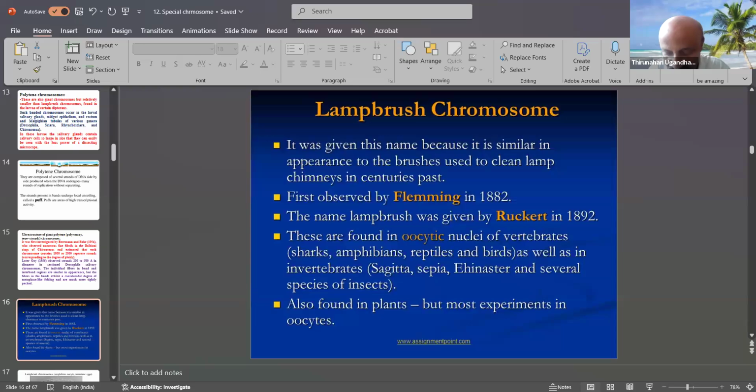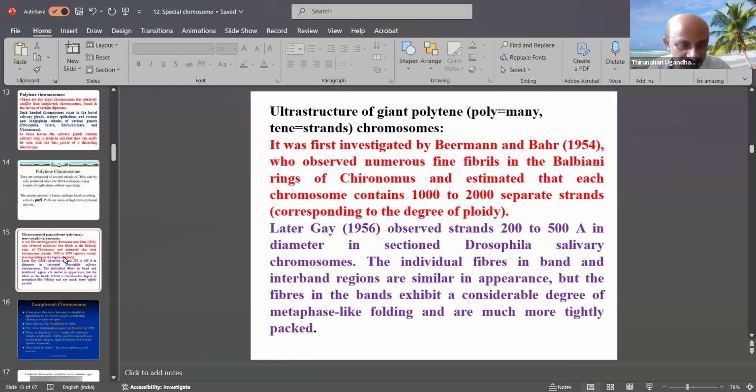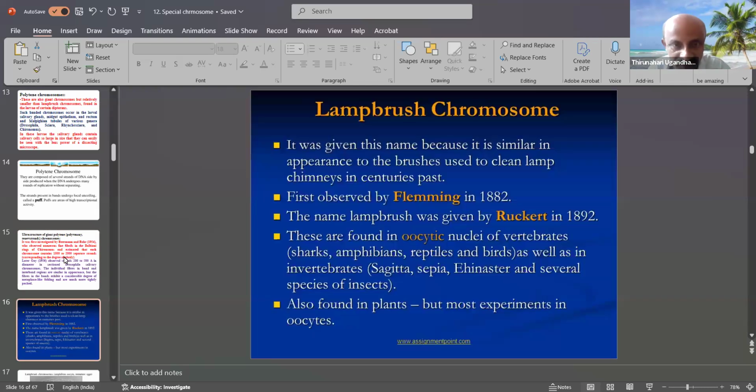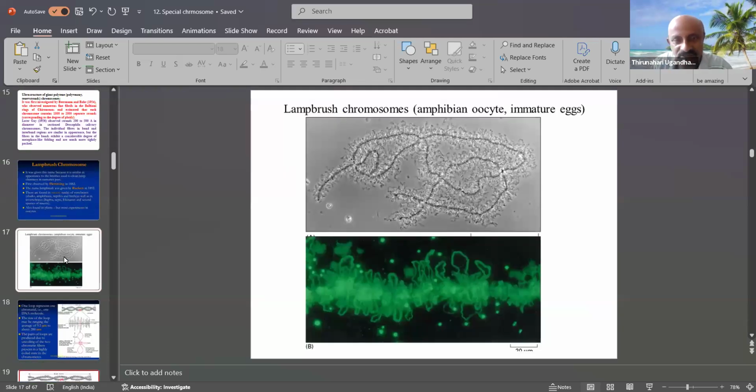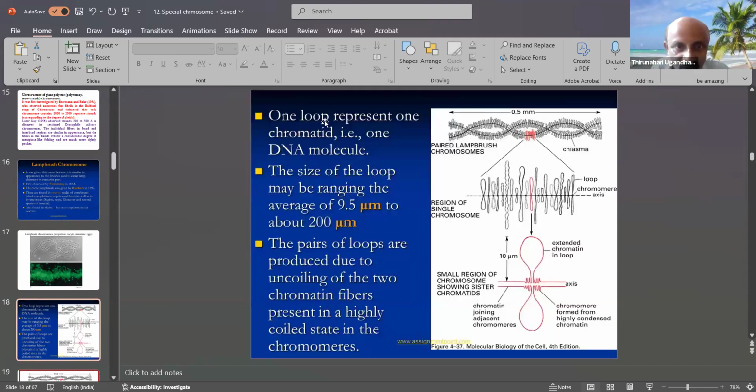So this is also called in the plants. That is called an important part of the organism. This is the lampbrush chromosome in amphibian oocytes, which are immature eggs. These loops each represent one chromatid, example DNA molecules, loops.